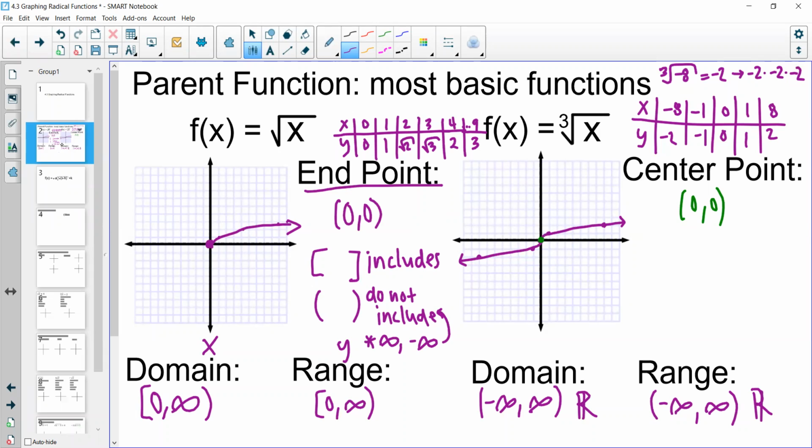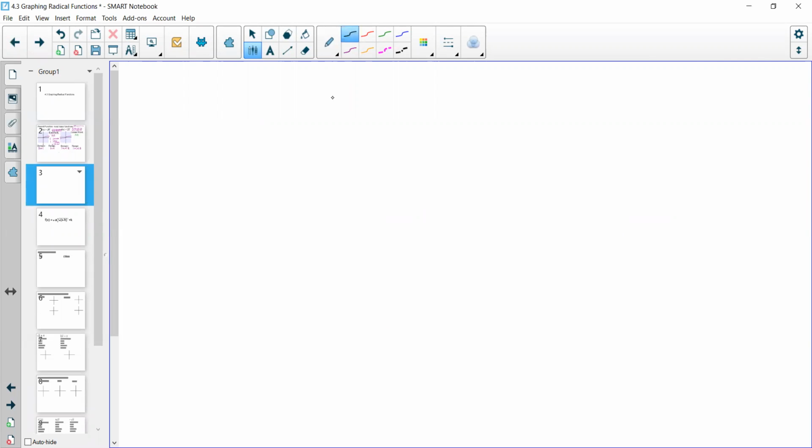Now, when it comes to these parent functions, these are the most basic of those functions. And what we're going to see is functions with different characteristics. So we might see something that looks like 3 square root of x minus 2, plus 7. Something like this, that's a little bit more complicated and has different elements.